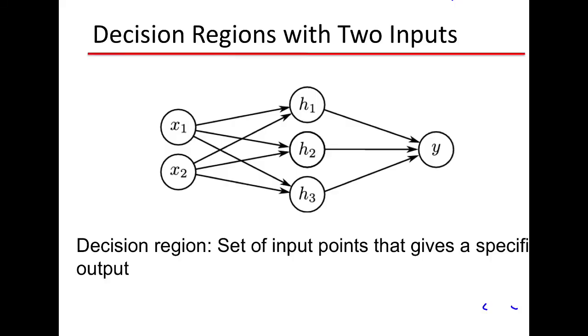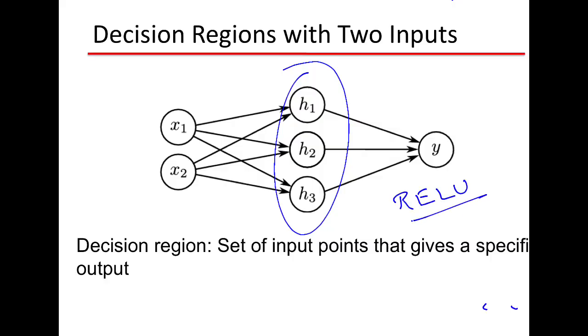So attention everyone, let's finally do it. Decision regions with two inputs, okay? So we have a neural network with 3 hidden layers and we are using ReLU as an activation function. We talked about ReLU activations, okay?